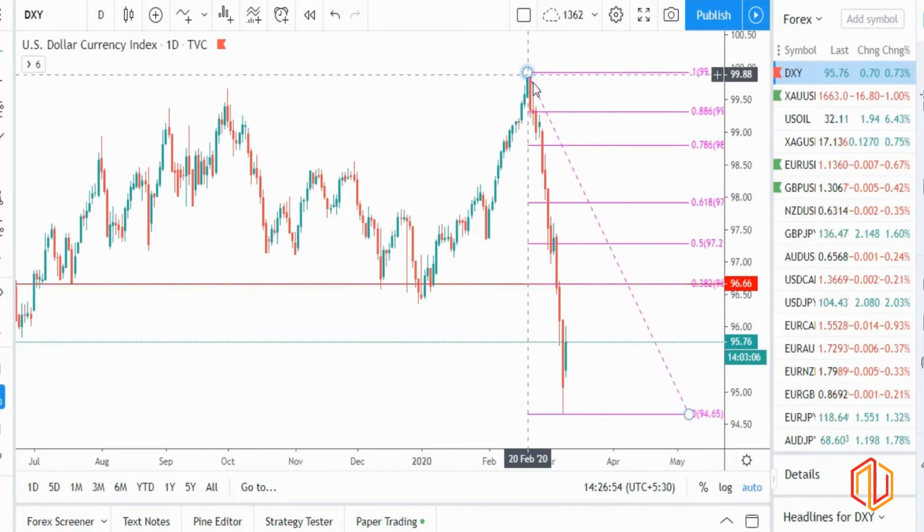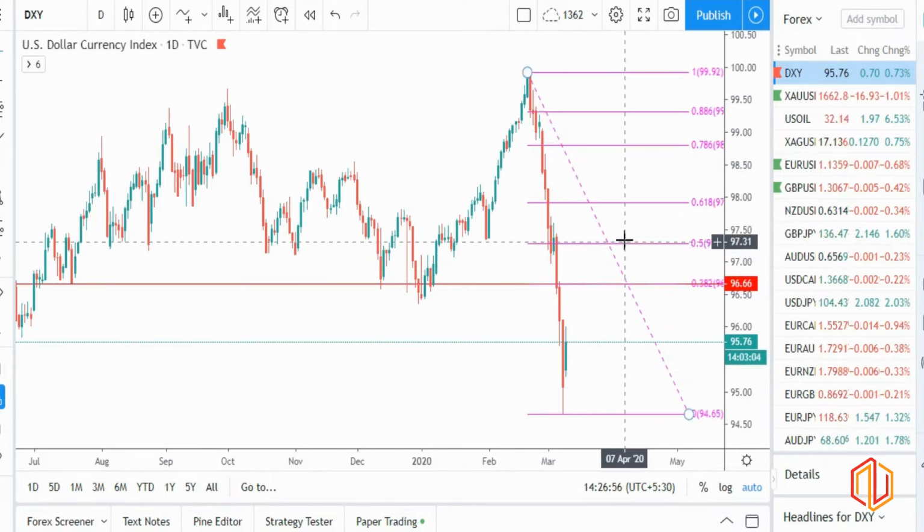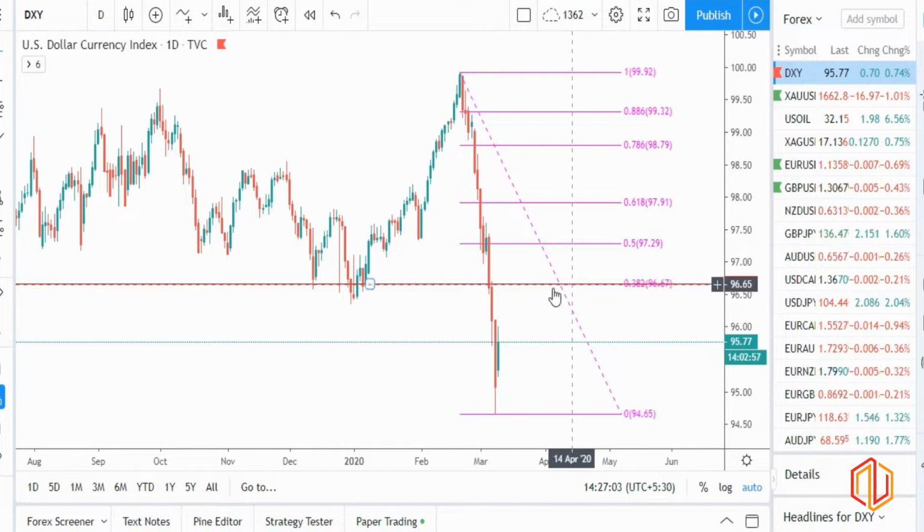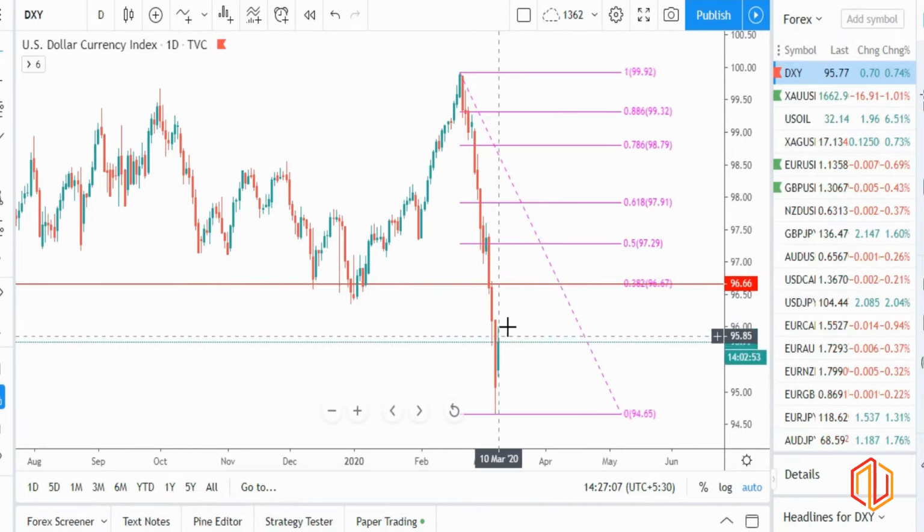There is a possibility because of the fall that the pullback might happen till about 50%. So either 97.29 or 96.67, one of these levels. We'll have to see when the market reaches here. Until now, we would stay out of dollar.